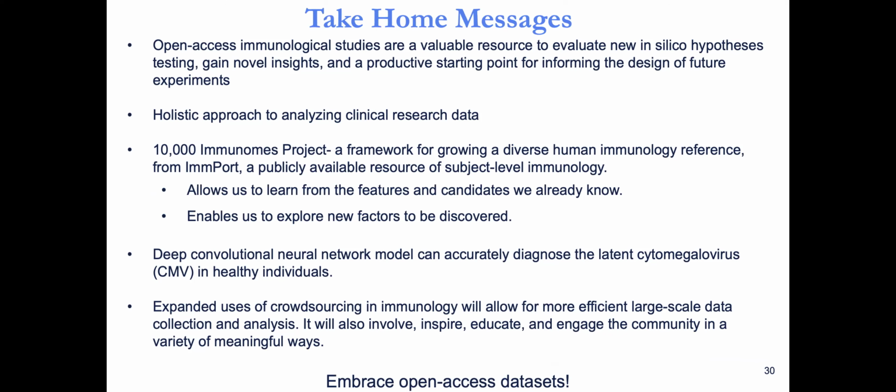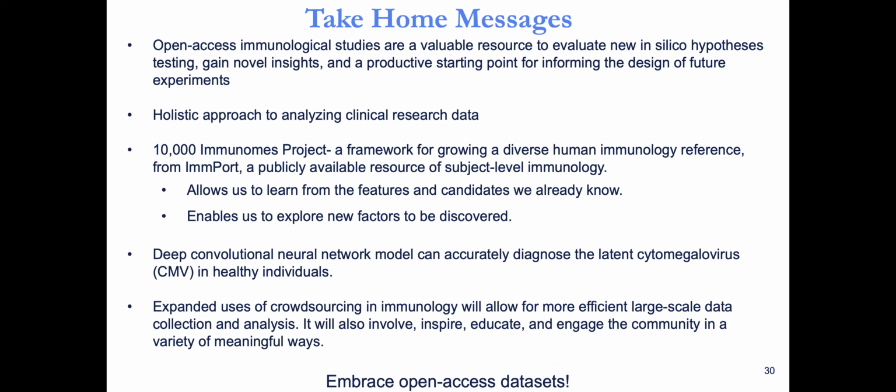So the take-home message of what I've shown so far is that open access immunological studies are a valuable resource to evaluate new in silico hypothesis testing, gain novel insights, and are a productive starting point for informing the design of future experiments. The vaccination data that I showed you with bubble charts is that holistic approach in analyzing clinical research data. 10,000 Immunomes Project is a framework for growing a diverse human immunology reference, a publicly available resource at the subject level, not just summarized data, which allows you to learn from the features and the candidates.